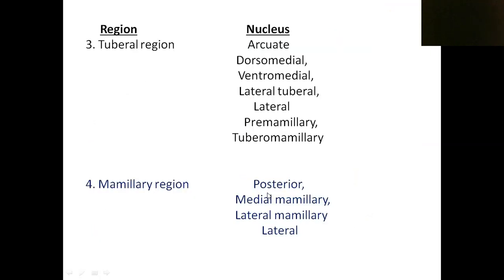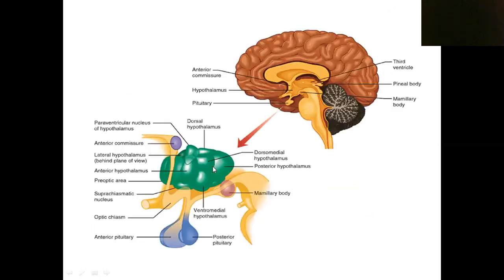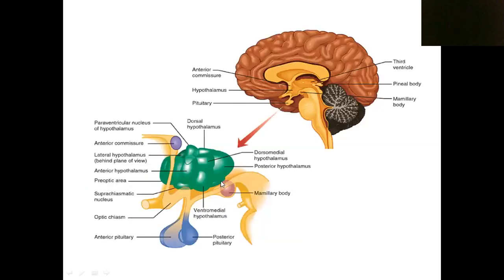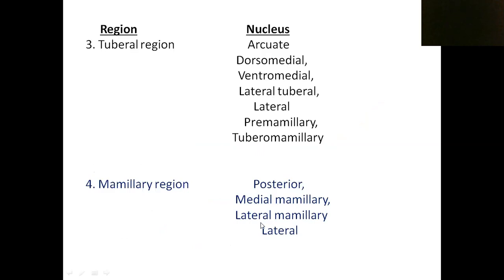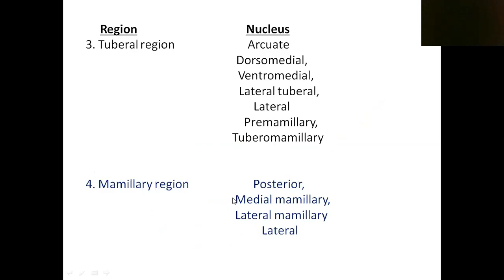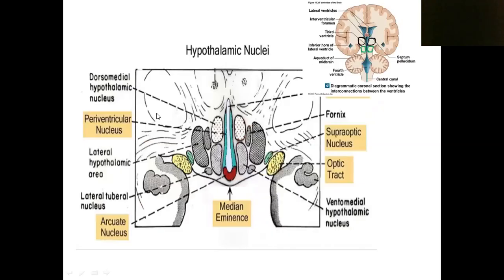What are the nuclei seen in this mammillary region? The posterior nucleus. It is very clear. This is the posterior nucleus. Then the medial mammillary nuclei and lateral mammillary nuclei are seen in this mammillary body. In addition to that, the lateral nucleus is seen on the lateral side. It's a large nucleus, and only a part of the lateral nucleus is seen here. So those are the nuclei seen in this hypothalamus.